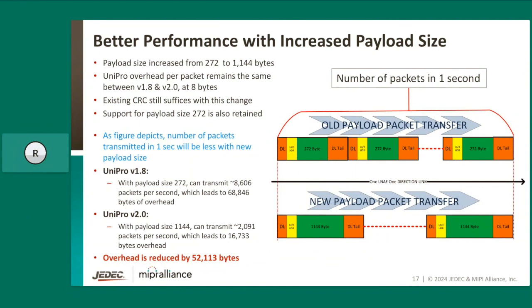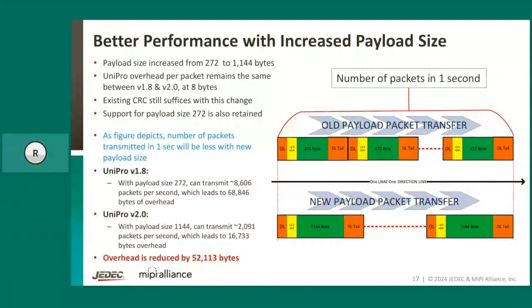So in the earlier version, for 1 second, we used to transmit roughly around 8,606 packets. That also means the overhead contribution could be 68,846 bytes of overhead. Whereas with increased payload, we will be transmitting 2091 packets. That means fewer packets, and more actual bytes are getting exchanged. That also means a reduction in overhead, and now the overhead is going to be 16,733 bytes. So the total byte reduction for 1 second will be 52,113 bytes, 52K bytes reduction.